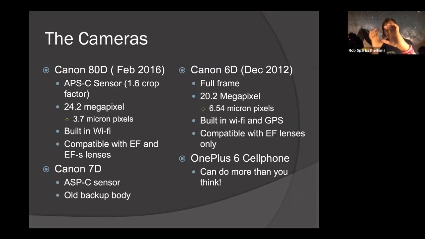EFS lenses don't produce as big an image circle because you have a smaller sensor. You don't need as big an image circle. So EFS lenses tend to be a little bit cheaper than the EF lenses, which need to produce a bigger image circle. They don't have quite as demanding optical designs. They tend to be a little cheaper lenses. Of course, you can't use them on a full frame camera.